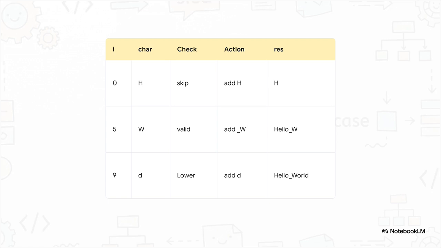Then the lowercase letters flow through nice and easy. But then we hit index 5, the W. It's uppercase. It's not the first character, it's not the last character, and our future sight peeks ahead and sees the next character as a lowercase o. It is perfectly valid. So the algorithm safely drops in an underscore, then the W, and our result is a beautifully formatted hello underscore world.